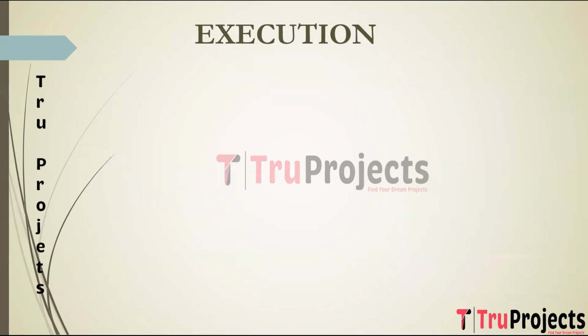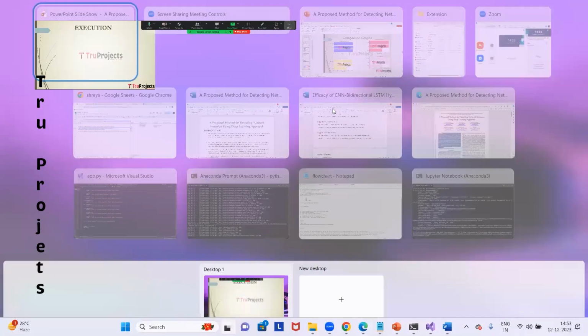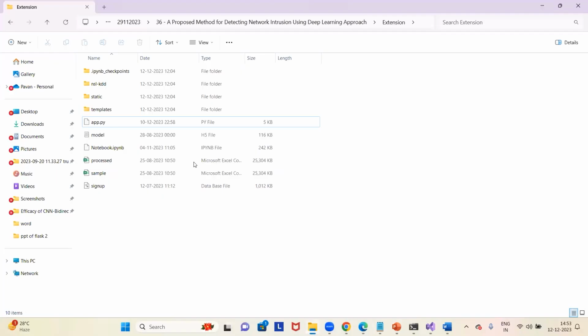To execute the project, first we need to open the code folder which contains source code files. This is the code folder of the project. Here in this folder we have NSL KDD dataset which we use for training the algorithms. This is static folder. This folder consists of files related to CSS, JavaScript, and Bootstrap files. This is templates folder. This folder contains all the HTML pages used in the project. It typically includes files like index.html, about.html, etc., which represent different pages of the website.